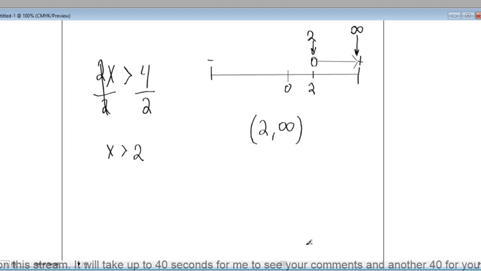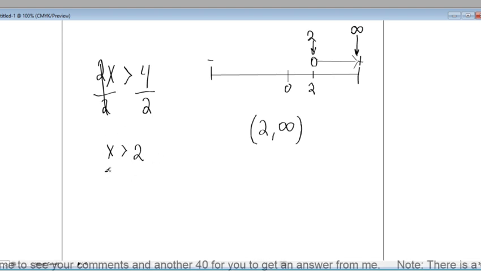Okay? So to go back over this one example here, we started with 2x is greater than 4, solve it, and we get this solution here. This is called a set builder solution. So this solution shows us that x must be greater than 2 in order for this thing to work. It has to be greater than 2, not equal to it.